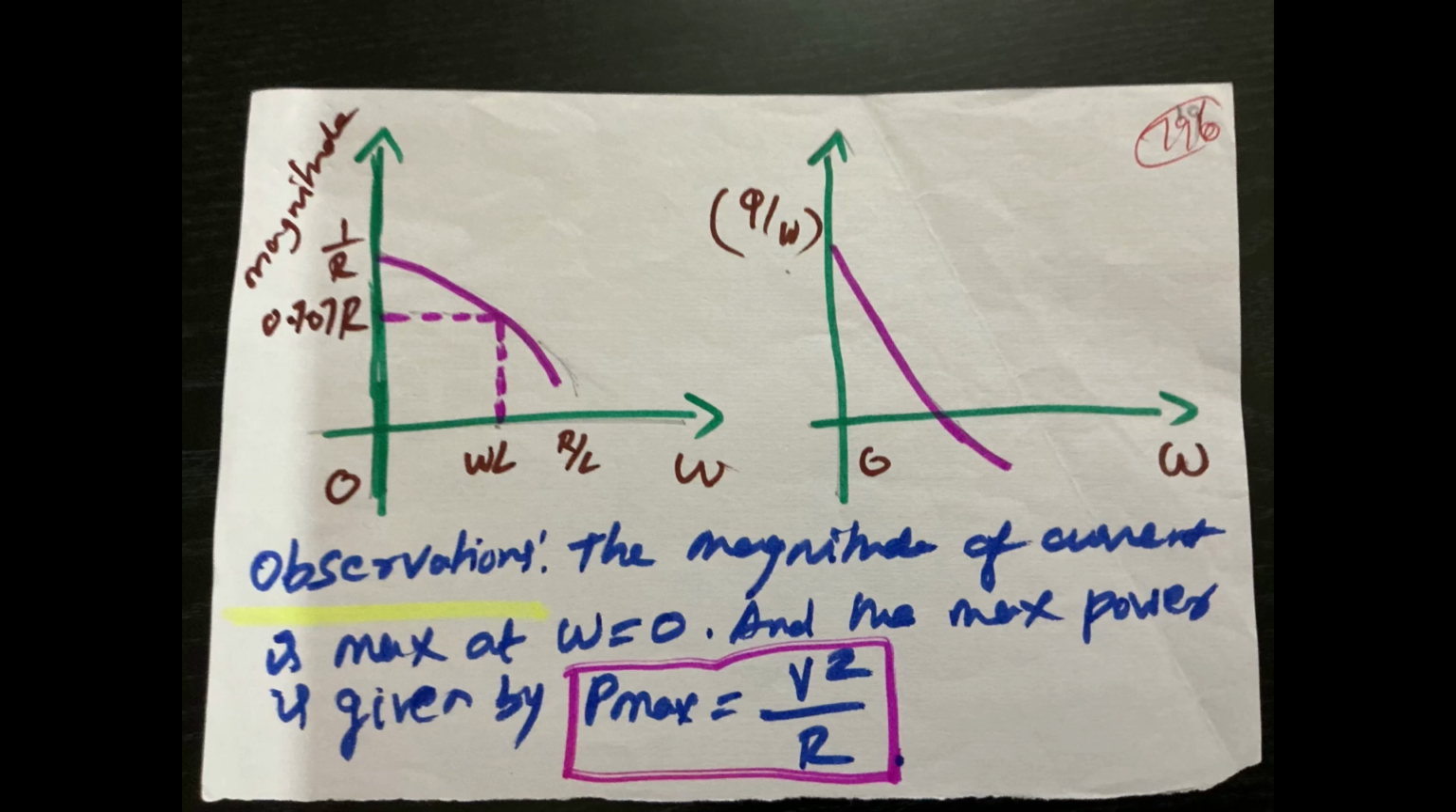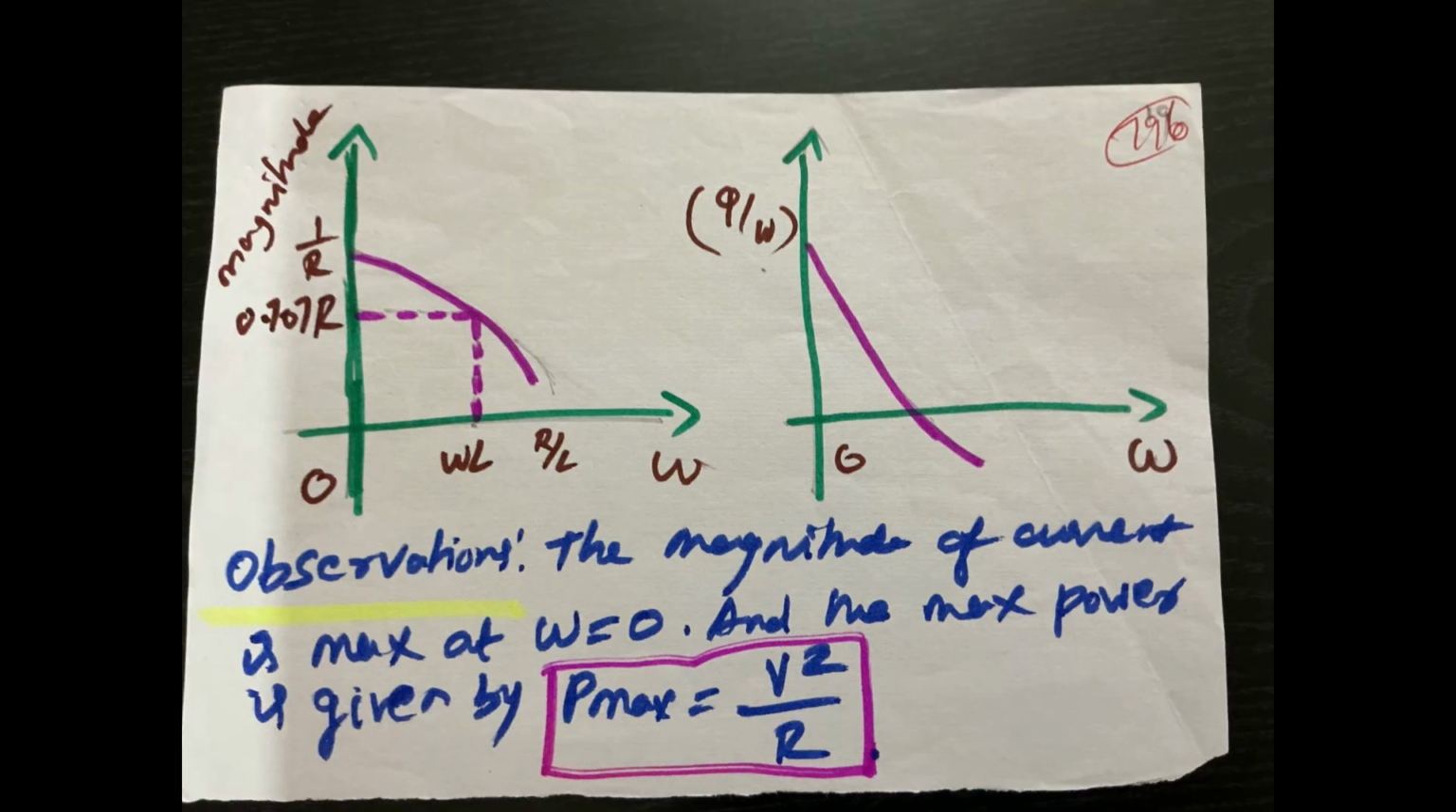The observation from this graph is that the magnitude of current is maximum at omega equal to 0. The maximum power is given by P maximum, whose formula is V squared divided by R.